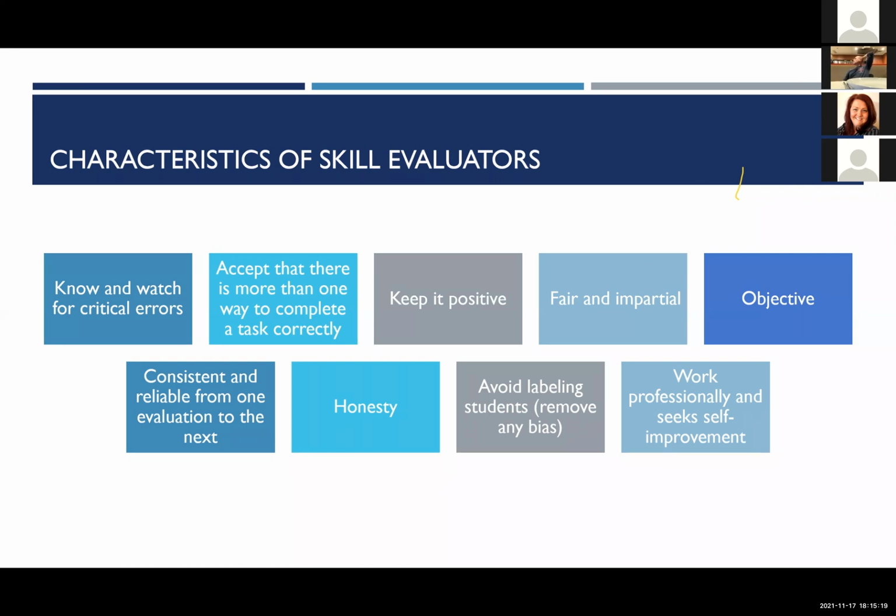And certainly they should work professionally. I say this almost as if we don't need the reminder, but unfortunately, I have seen firsthand instances where we do need this reminder. In fact, I personally believe that just like EMS educators, evaluators should be held to a higher professional standard. And they should constantly look to seek self-improvement. Just because you have evaluated skills on multiple occasions doesn't mean that you can't become a better evaluator and improve on evaluation theories and evaluation methodologies.